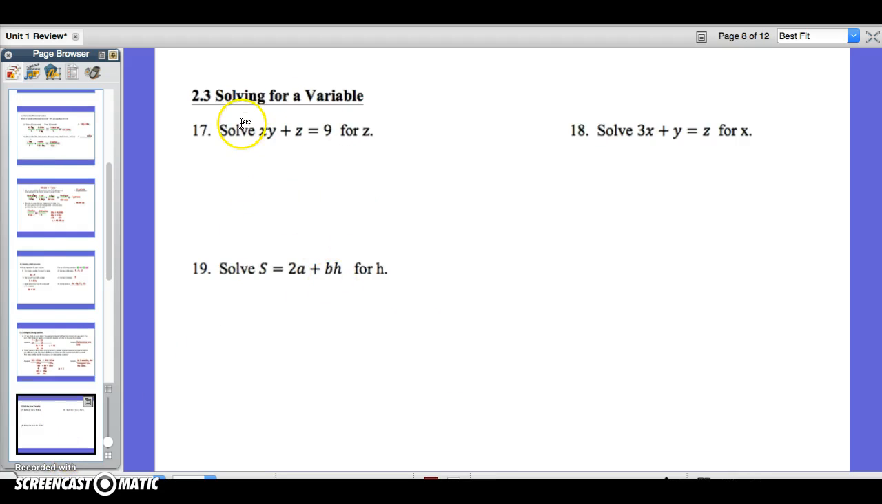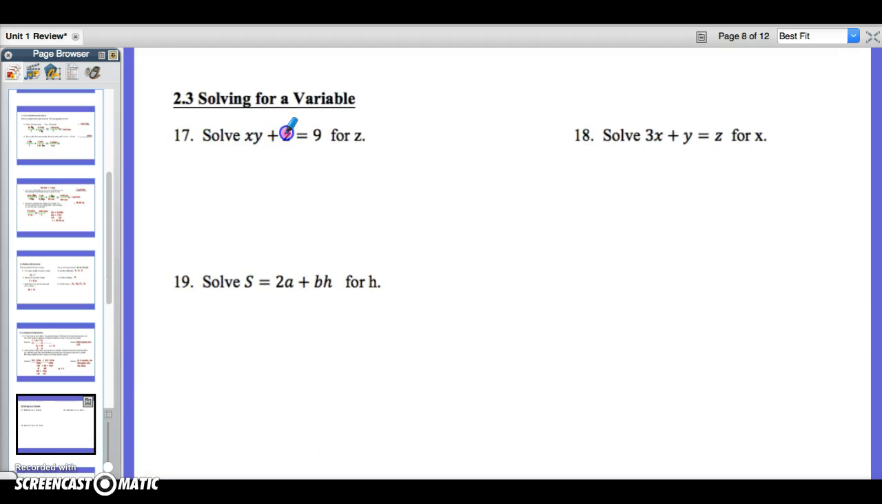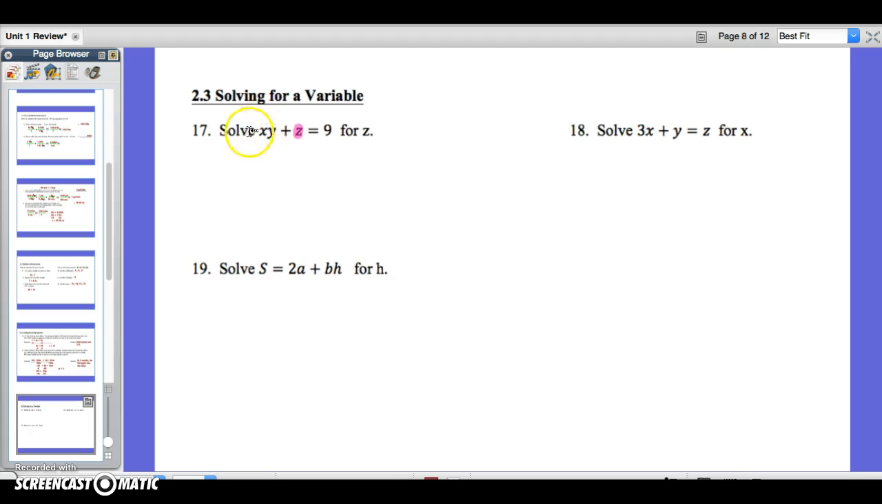And these ones you are solving for a variable. So this is the next standard, solving for a variable. Here is our equation. We have xy plus z is equal to 9. We are trying to solve for z. So I'm going to highlight z, and I did this when I was in class too. Highlighting the z, I can see that I need to move this term to the other side.